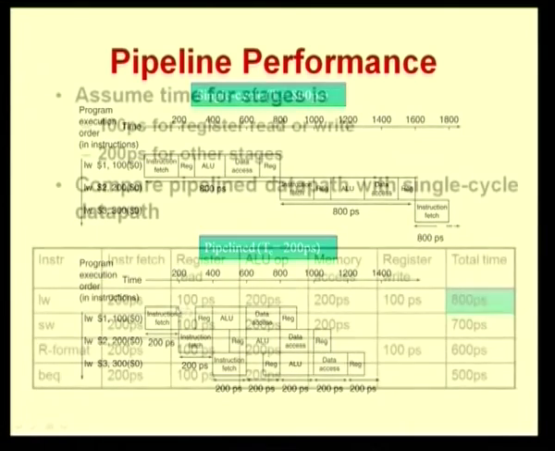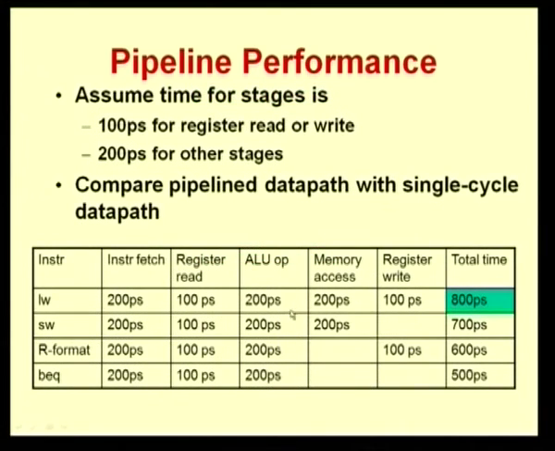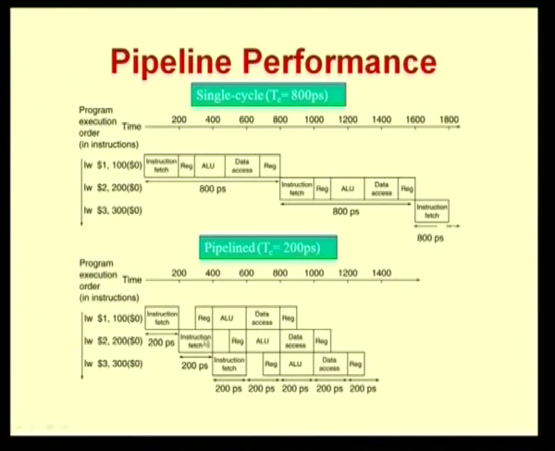Okay. So in this case, because all the other stages take 200 picoseconds except the register read and write, which take 100 picoseconds, we are dividing it up into 200 picosecond slots. So you will see that the overall time taken will be accordingly based on the 200 picosecond slots. Okay. So you can see what is happening here.